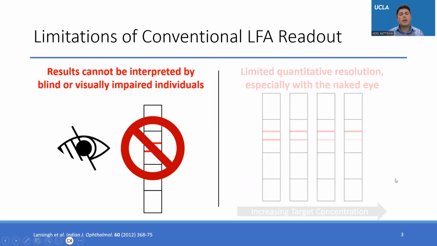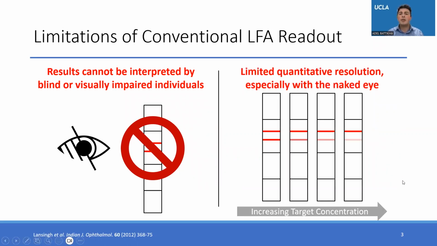First, the visual output of the LFA makes it inaccessible to the blind or visually impaired user, which is significant as nearly 7.6 million Americans suffer from a visual disability, rendering the LFA inaccessible to a large portion of the population. This issue especially affects those living in medically underserved communities, which are disproportionately affected by this visual impairment.